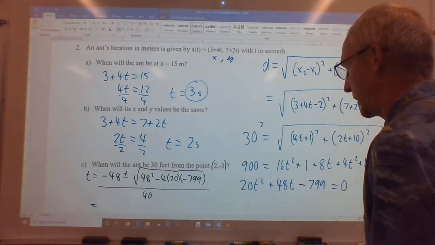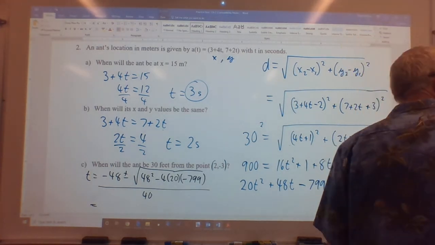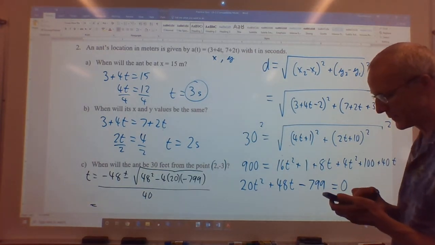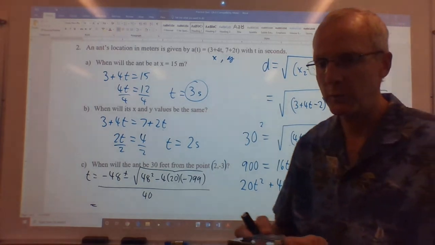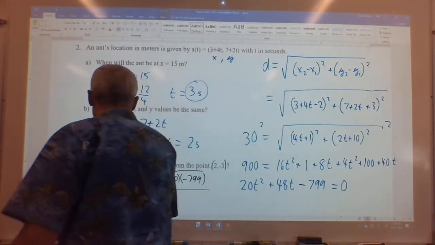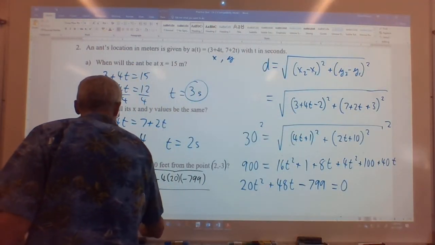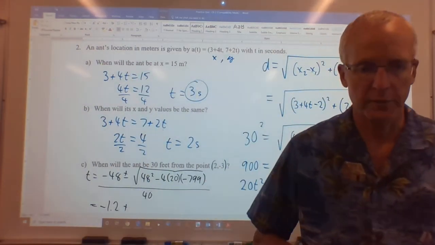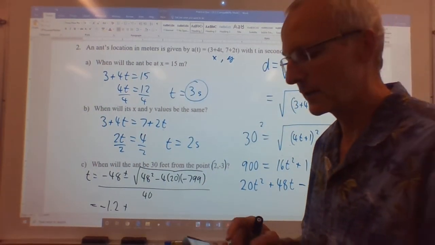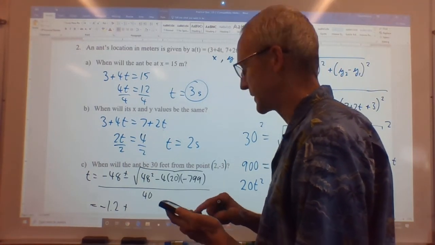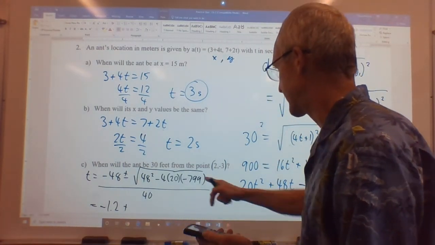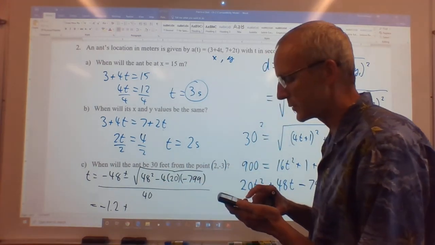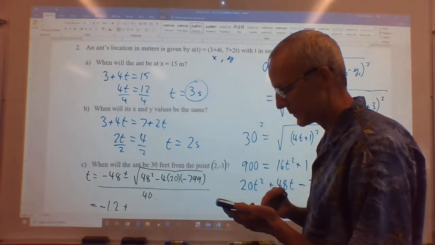So negative 48 over 40 is 48 divided by 40, 1.2. So this is negative 1.2 plus, and I'm going to do this all on the calculator in one fell swoop, to save writing here. And hopefully I'll do it right. You guys can check me. This is plus now because we have a minus a negative. So 4 times 20.